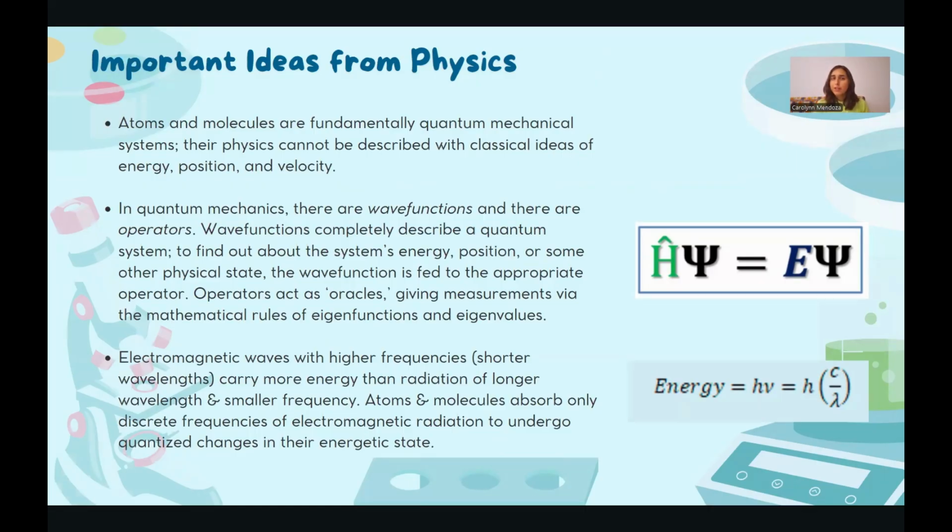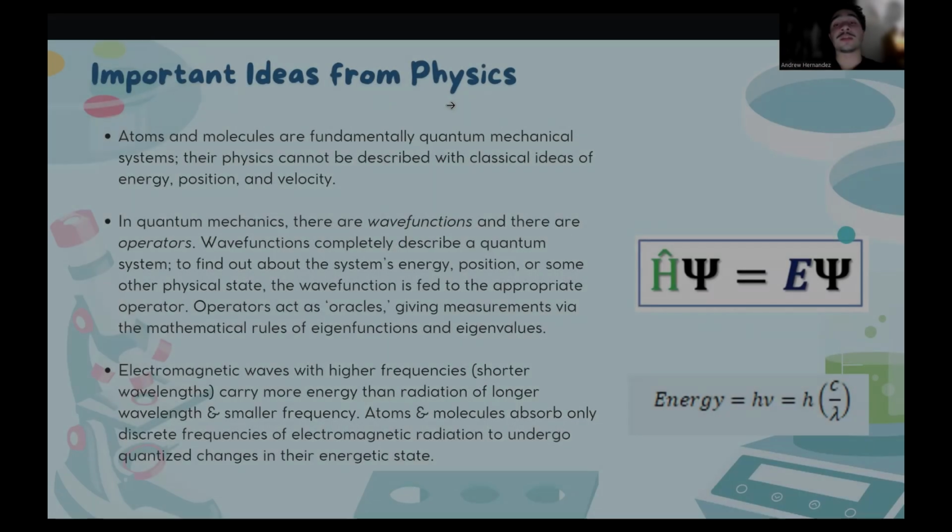I've heard operators described in the past as oracles. You give them a wave function and they give you back some information, particularly a measurement about that system's physical state. So for example, on the right, we have the time-independent Schrödinger equation. In green is the Hamiltonian operator, an energy operator, and in blue is the energy eigenvalue, which is a measurement of the energy associated with the wave function there in black.